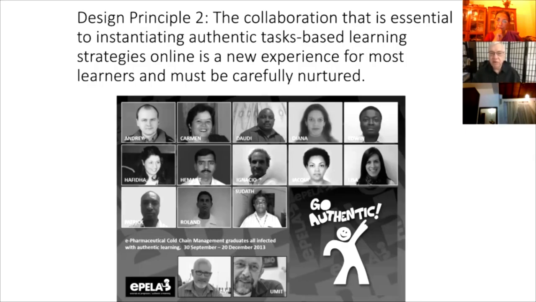The second design principle was that the collaboration that's essential to instantiating authentic task-based learning strategies online is a new experience for most learners, and it has to be carefully nurtured. So we learned through this study that we really need to spend a lot of time helping these groups to come together. So in the initial weeks of the course, we would have different games that we play online and other types of activities so that they could come together as teams that could work together. And that was really important.